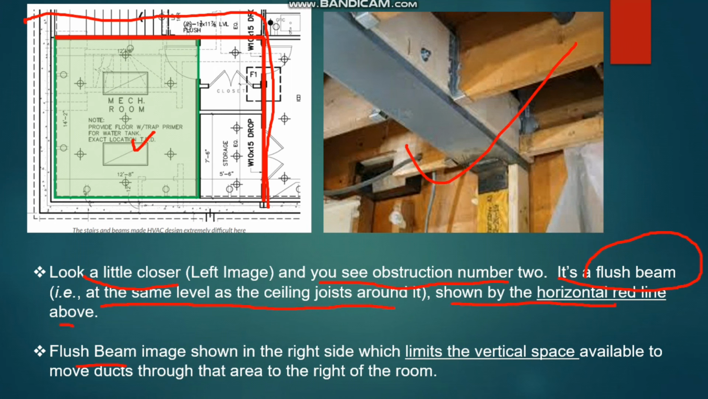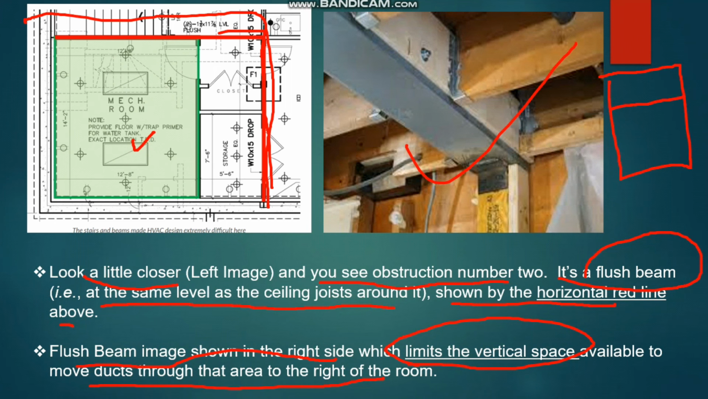A flush beam image is shown on the right side, which limits the vertical space available to move the duct through the right side of the room. That means all this area I have the flush beam. So we have the section like this, the ceiling is here, the flush beam is here. So I have very limited space here to pass all the ducts. First of all, this is not a simple room. I can pass only one small 150 by 150 duct.